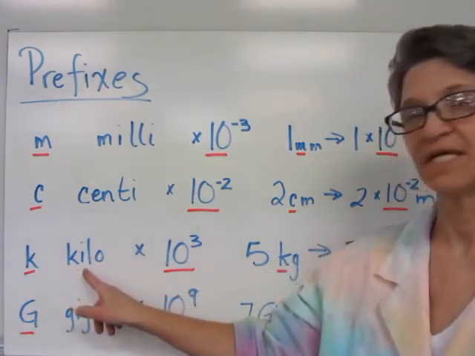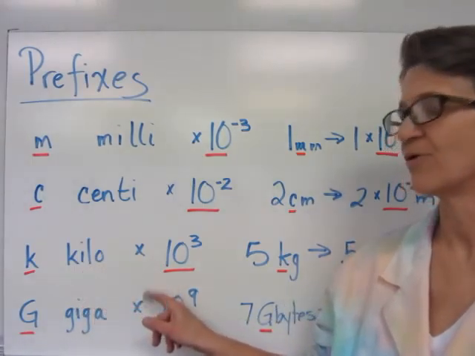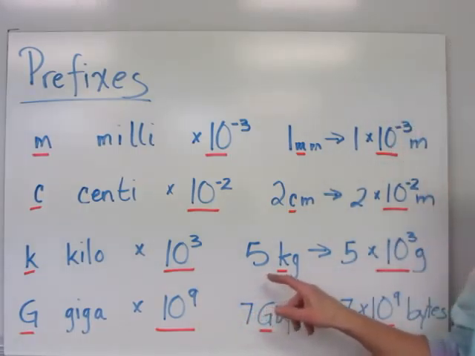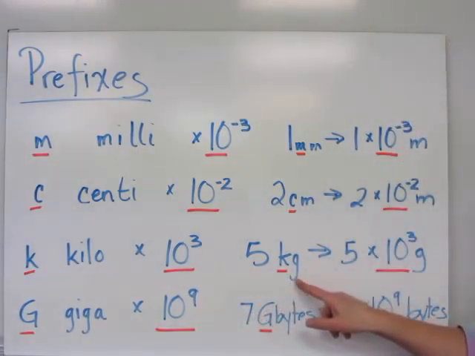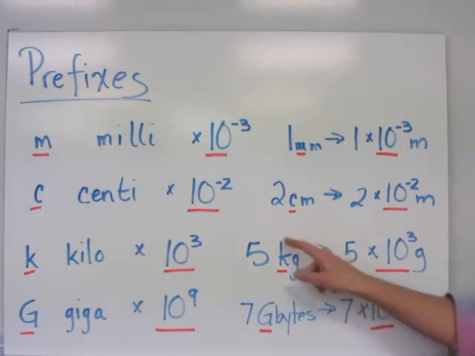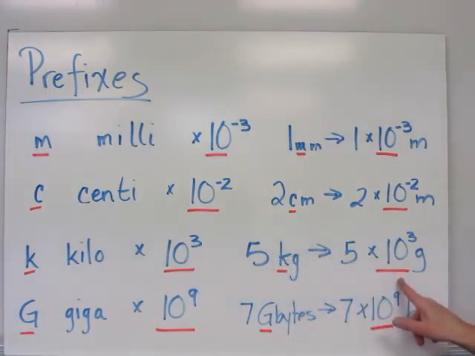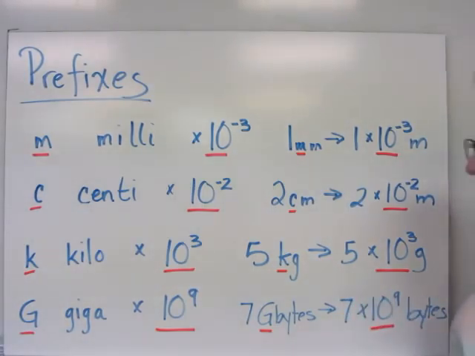Kilo represents 1,000. So you have 1,000 of whatever unit you have. In my example, I have 5 kilograms. To change it to grams, take out the kilo and replace it with 10 to the third for 5 times 10 to the third grams.